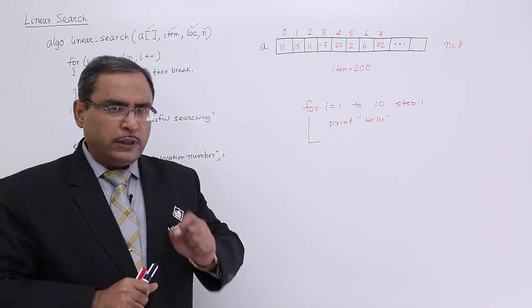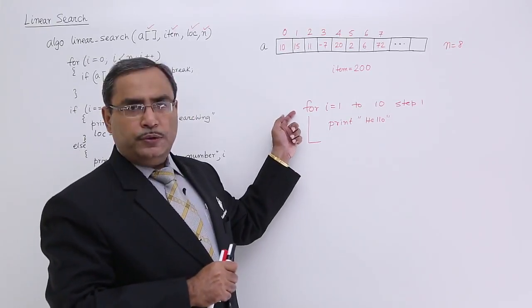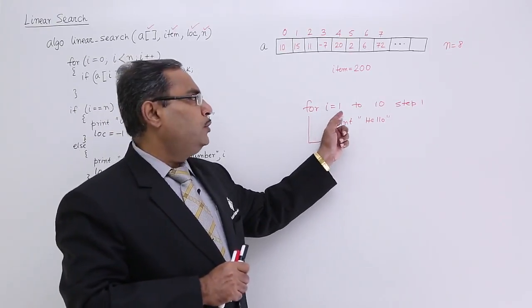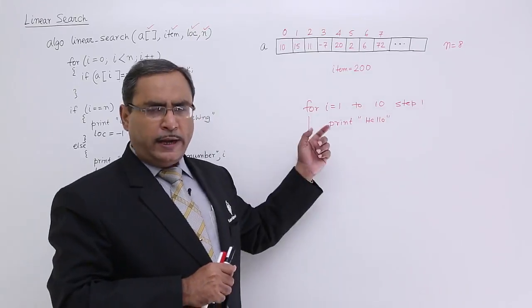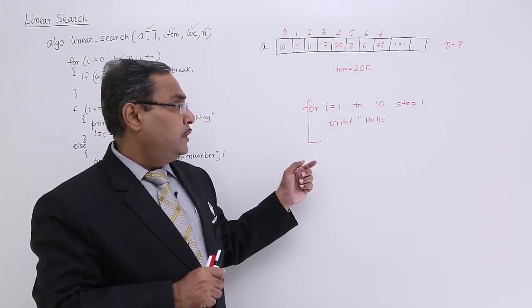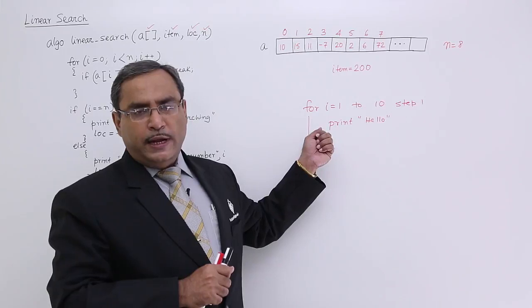Now I want to mention one thing with you. Let us suppose there is a for loop, and the loop is ranging from 1 to 10 with step 1. I am writing this one in some algorithmic form. So 1 to 10 means the I will be ranging. What is I?